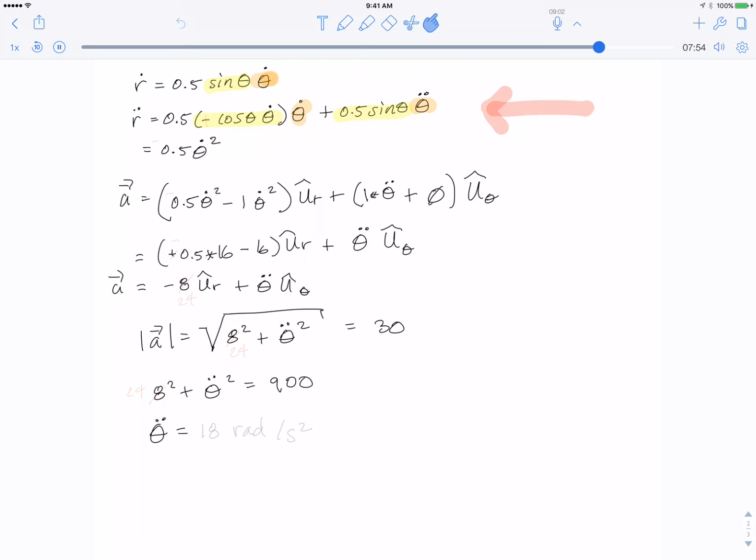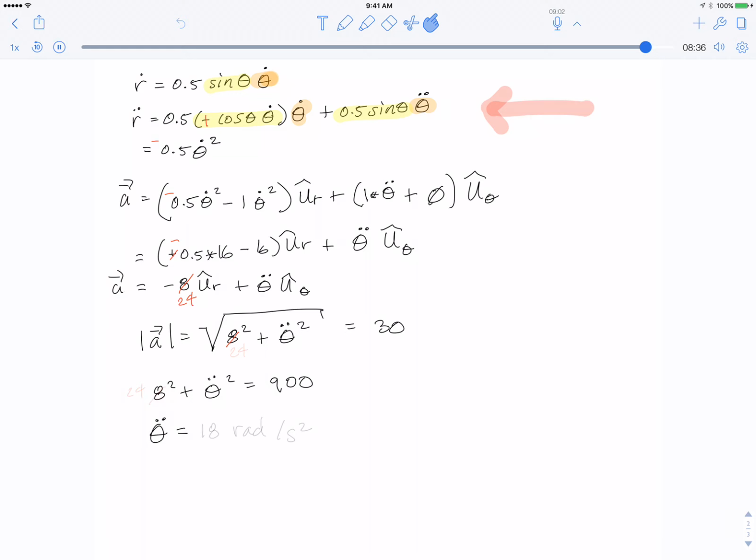And so I went back and looked for my mistake, and my mistake, maybe you saw it, was right here. The derivative of sine is not minus cosine. The derivative of sine is just cosine. And so when you put in the cosine of theta is -1, r double dot is minus 0.5 theta dot squared. So we have minus 0.5 theta dot squared in this acceleration equation. And so we have minus 0.5 times 16 minus 16, which makes this minus 24, not minus 8.